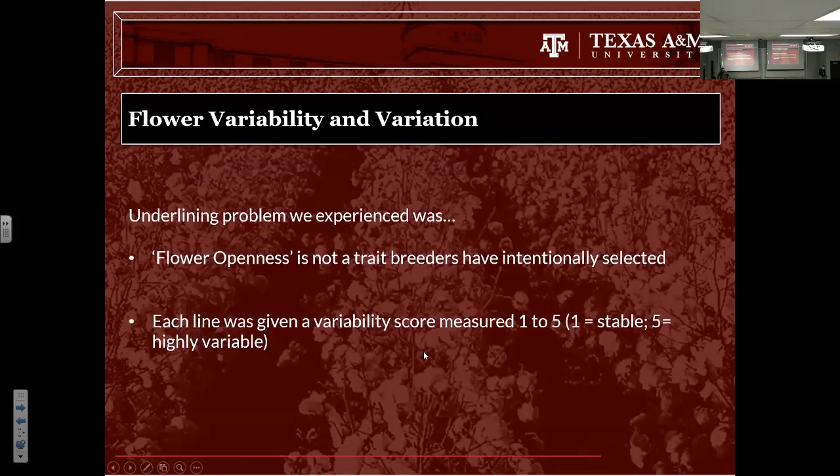So another underlying problem that we ran into is because breeders haven't really been looking into this. Flower openness is not a trait breeders have been really paying attention to or selecting for. So when you're walking through, especially my experimental lines, some of them, as you'll see in the data a little bit later, are highly variable. It's the same line, but you can have a really open flower, and you can also have a really closed flower. So we had to go in and develop a flower variability score, which we measured 1 through 5, 1 being pretty stable and 5 being highly variable.